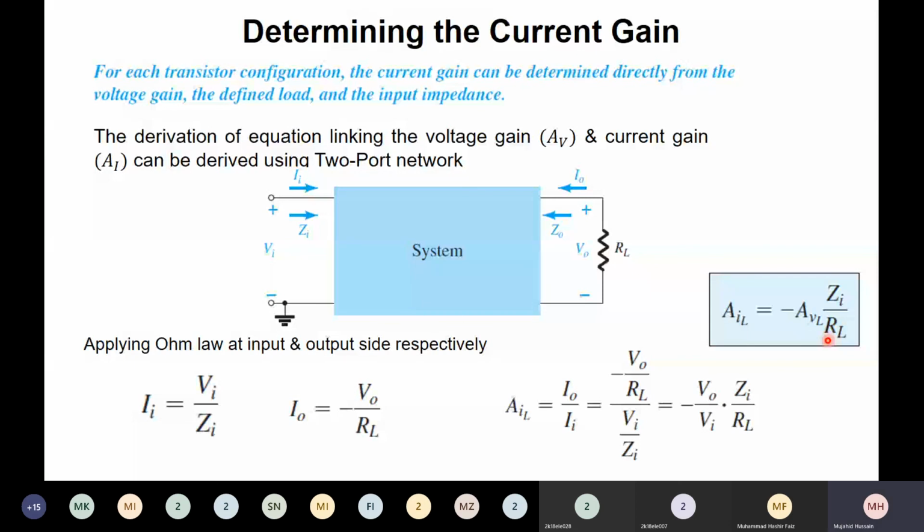And the very interesting thing is that this current gain formula does not depend upon the system included in this box. It just depends on the quantities that are outside this box, that is RL, Z in, and its loaded voltage gain. If you have information of these three quantities, then you can determine its current gain as well.